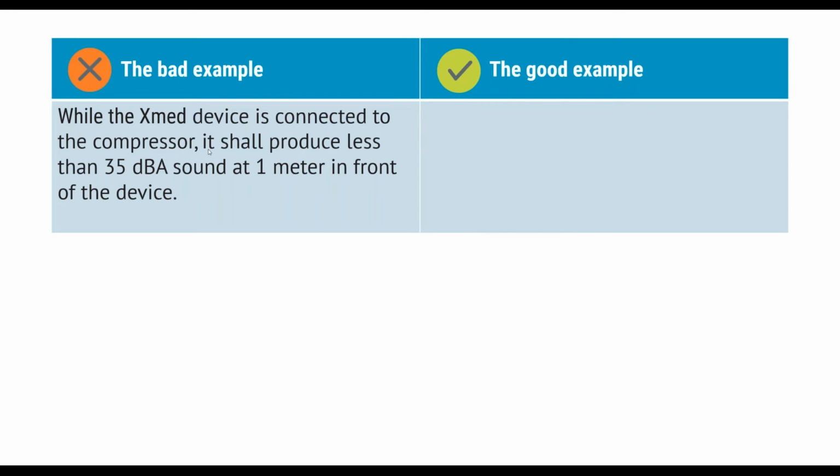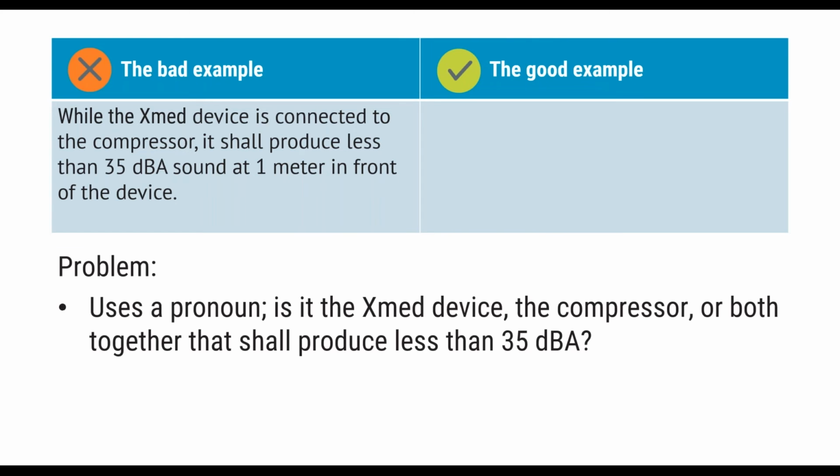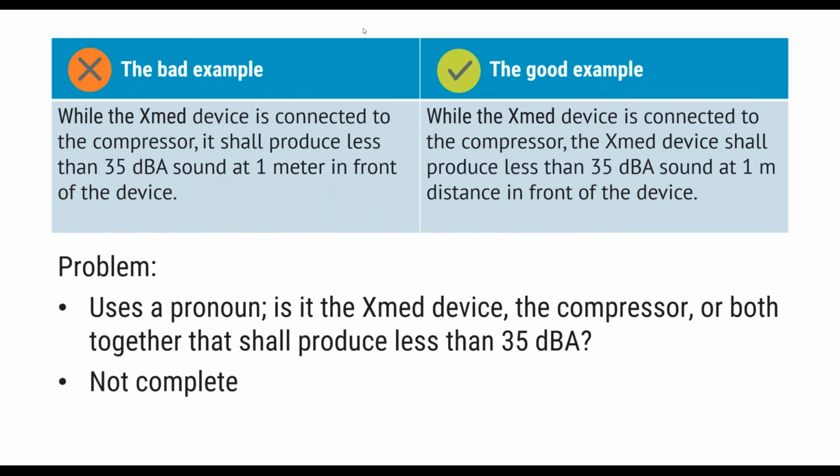But there is one more thing. There is not a tolerance on the 1 meter in front of the device. It could be discussed whether that is a problem or not here. Maybe you should add and say 1 meter plus minus something. But there is the pronoun, which is the main issue with this one here. So a better version would be to repeat it and say, while the XMed device is connected to the compressor, the XMed device again shall produce less than 35 decibel sound at 1 meter distance in front of the device. So this requirement was not really complete in the way it was.